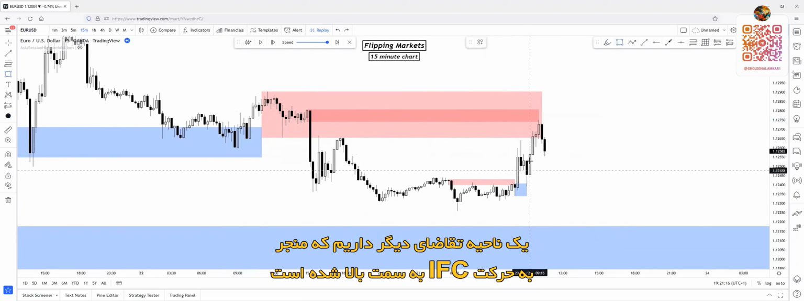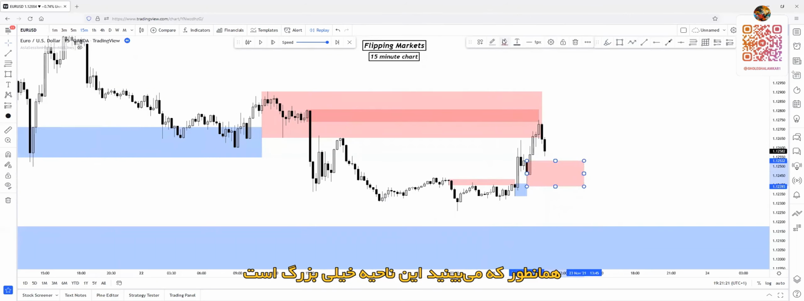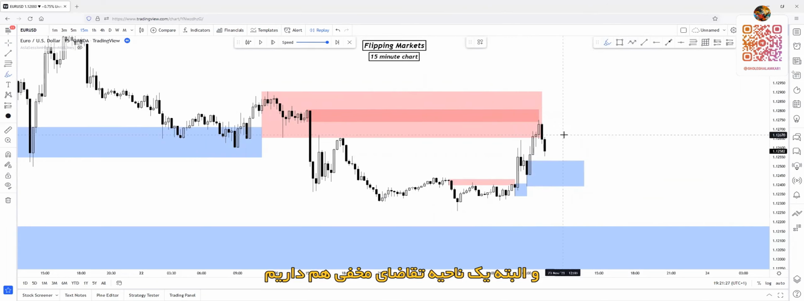which caused the inefficient push to the upside. And this will be the demand zone. As you can see, this is a really, really huge zone. So we will have to refine it on the 5-minute chart. And actually, we have another hidden demand zone.